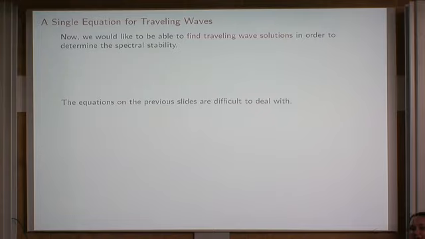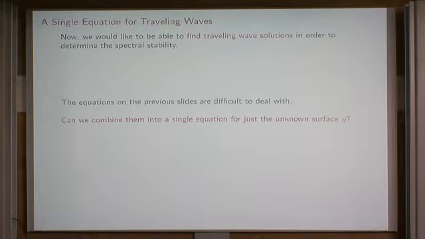Okay, so now we would like to determine traveling wave solutions. And again, going back to what my goal is here, I really would just like to solve for the free surface eta. So the equations on the previous slide are, for me, difficult to deal with directly. I would like something that reformulates them, either a boundary integral approach or some other method. And so just like with what Olga was talking about, can we come up with a single equation for traveling waves that solely depends on eta here with the case of constant vorticity?